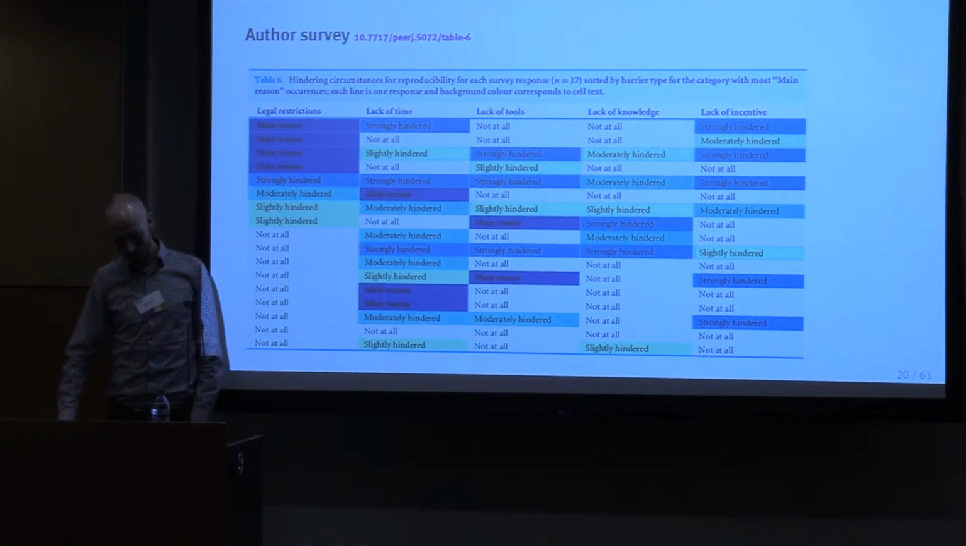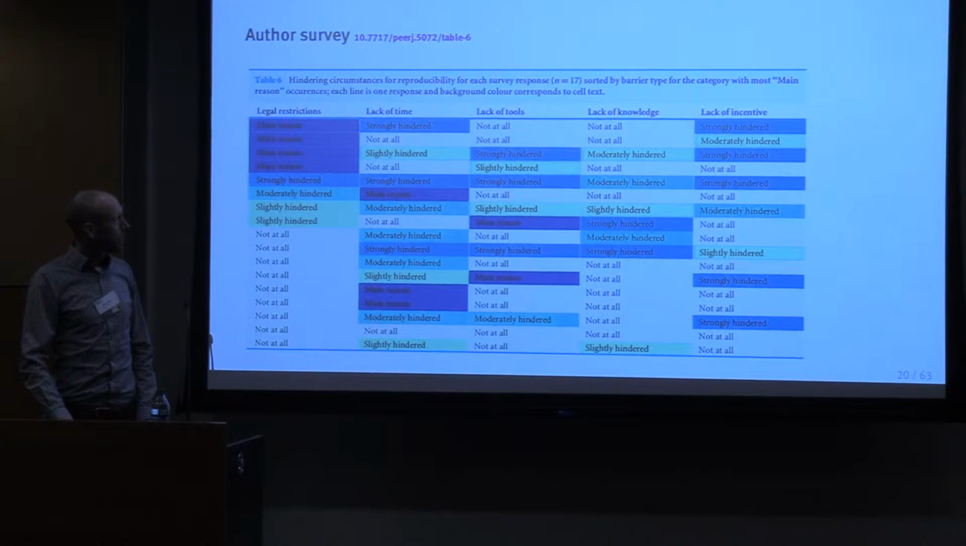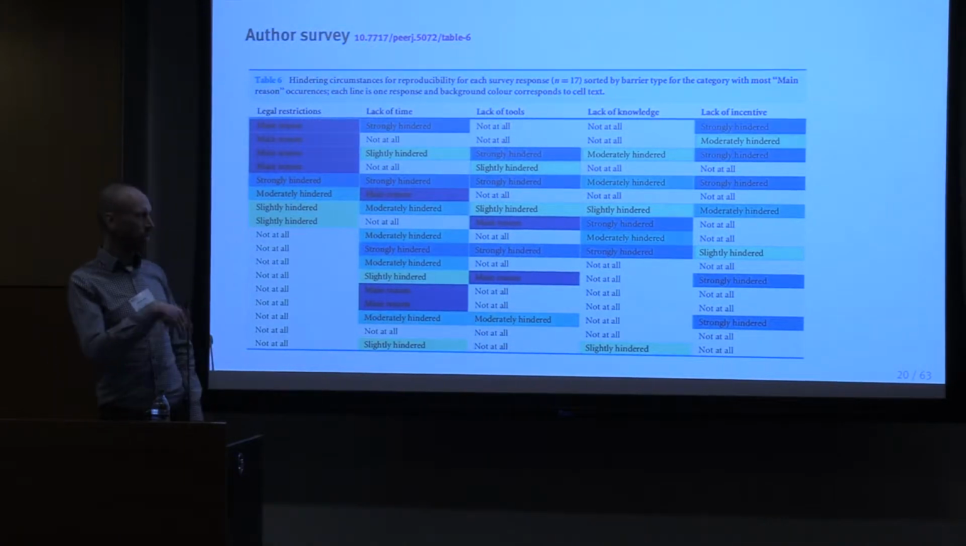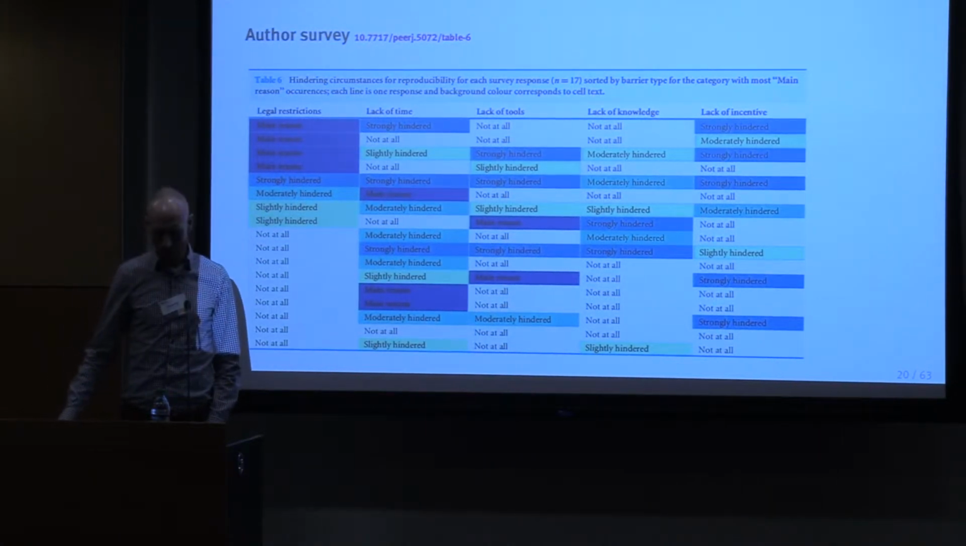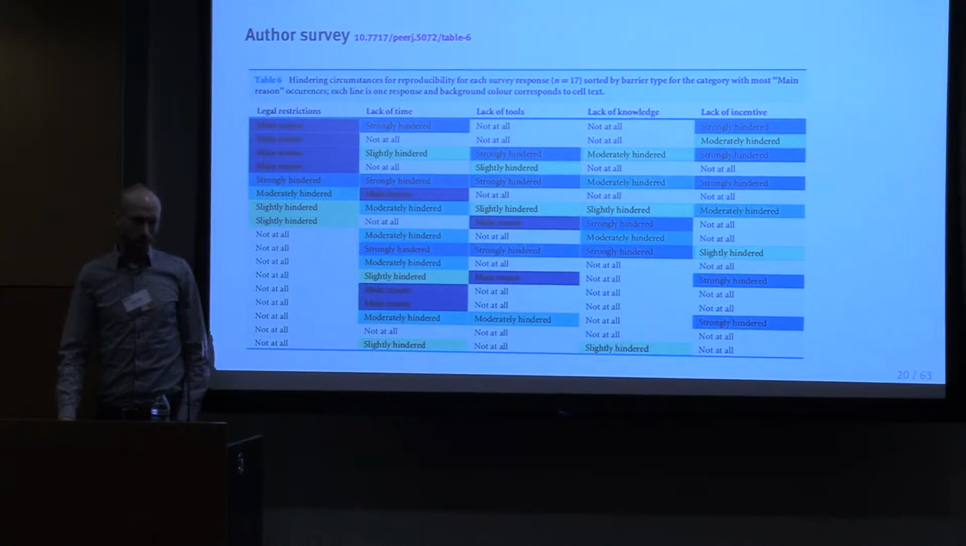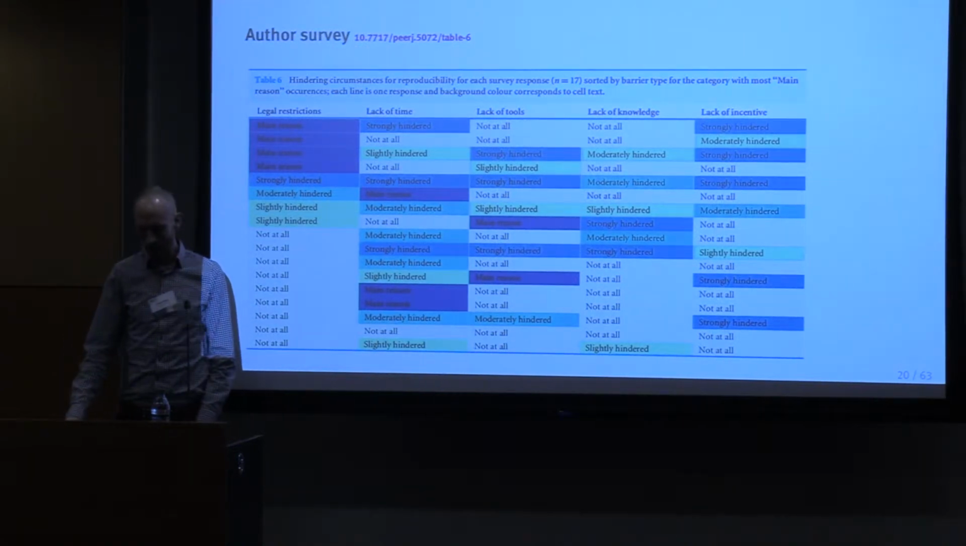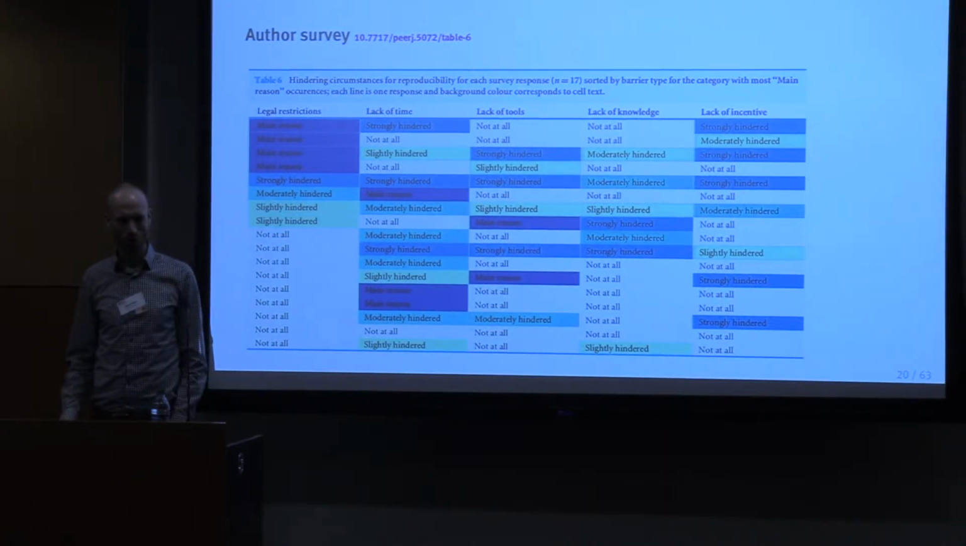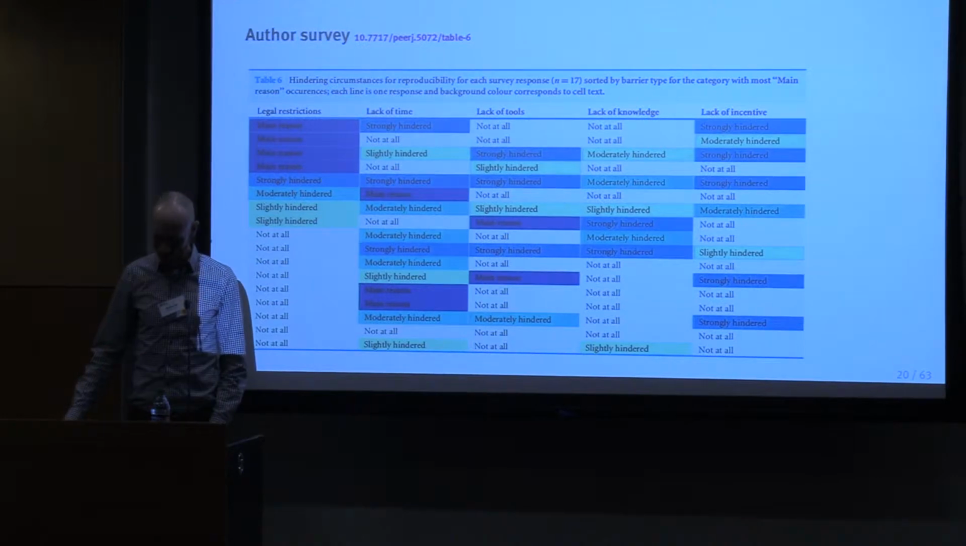We actually see here that the main reason for most authors that replied was legal restrictions, followed by lack of time and lack of tools. Lack of incentives also had a lot of weight, where darker means a stronger reason. So authors are generally aware of these challenges, but it's just not a priority. I think that's what has to be changed. It has to become a priority for authors to work reproducibly.